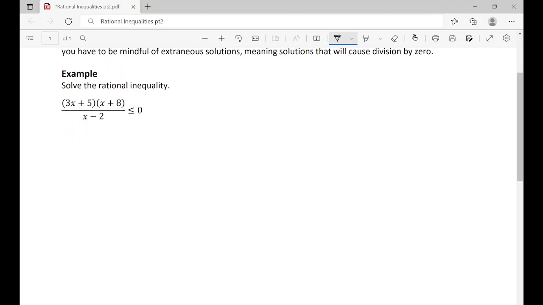So we're going to solve this rational inequality: (3x + 5)(x + 8) divided by (x - 2) is less than or equal to 0. Since it's set equal to 0, we're going to set the top terms equal to 0 each, and we're going to set the bottom as well, except the bottom is going to have not equal to 0 because it cannot be. And we'll solve each one of these individually.